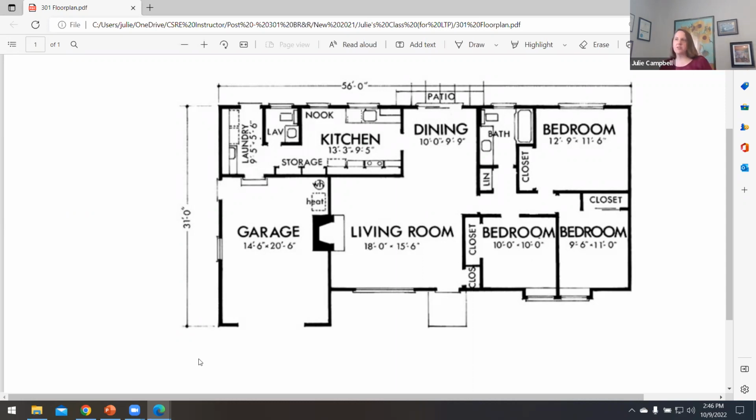So this class, we said there's a couple mandatory homework assignments, and spending time with a floor plan is one of those assignments. So this is the floor plan I'm going to have you guys study. For your assignment, I need you guys to tell me the total heated square footage.